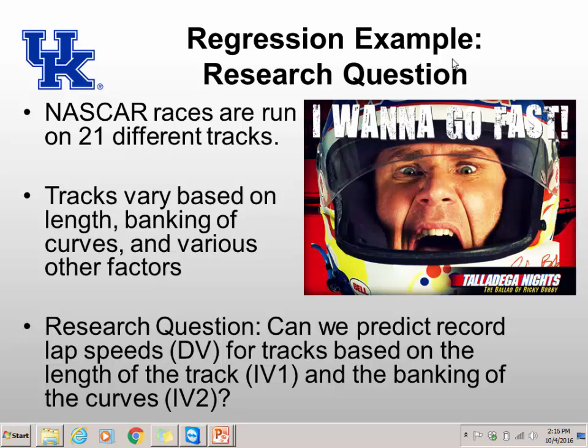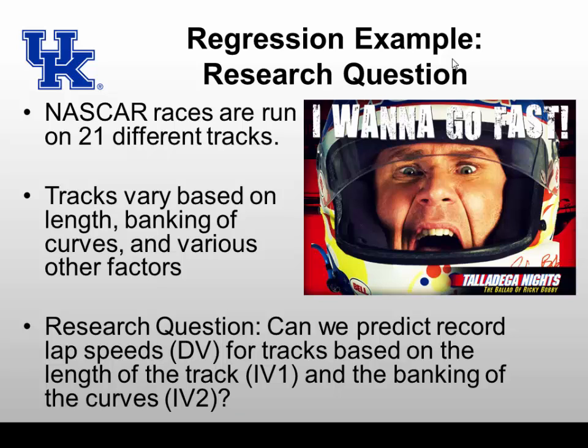They have different lengths. The shortest track is just over half a mile. The longest is 2.5 miles. The curves are banked so that you can go faster along. And there's other things like this, the type of surface and whatnot that make a difference. So Ricky Bobby wants to go fast.